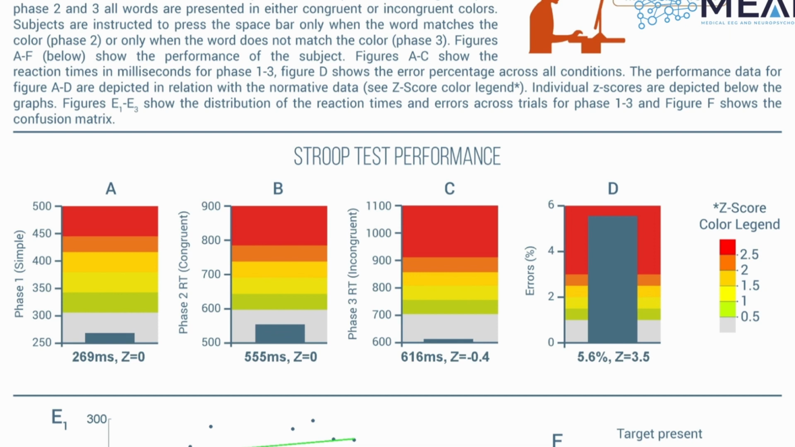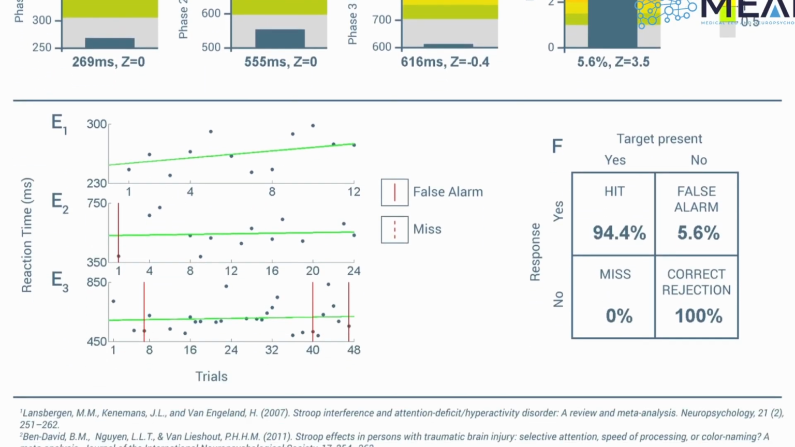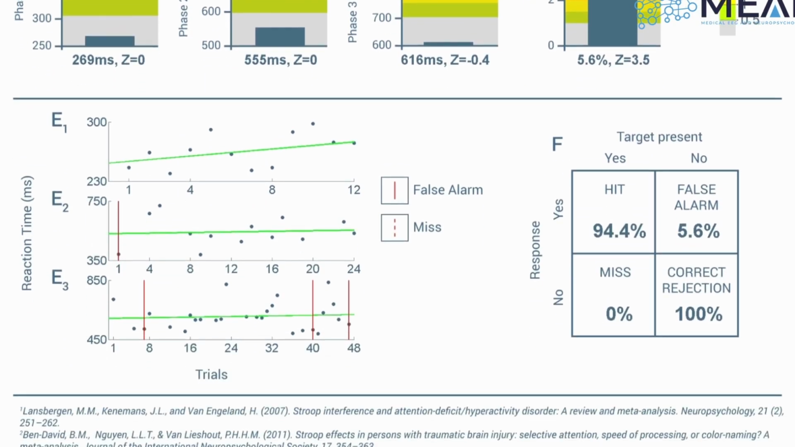Below the graphs are the exact numbers and the corresponding z-scores. The color coding in the graph is explained in the z-score color legend on the right of the graphs. Figures E1, E2, and E3 show the distribution of reaction times and errors across the trials of the Stroop test for Phase 1, Phase 2, and Phase 3, respectively. Finally, Figure F shows the confusion matrix.